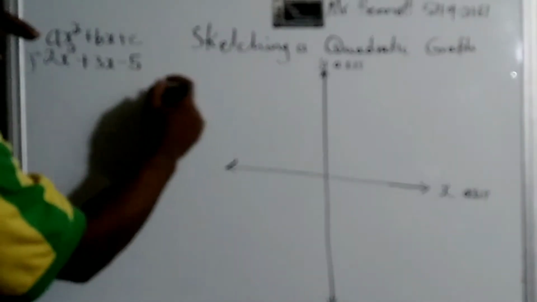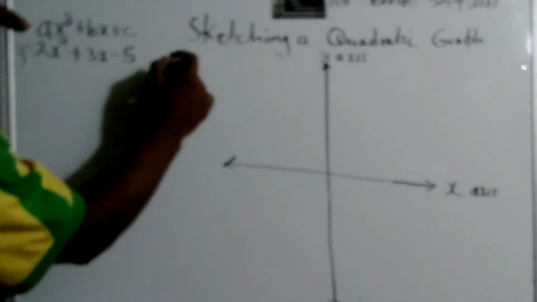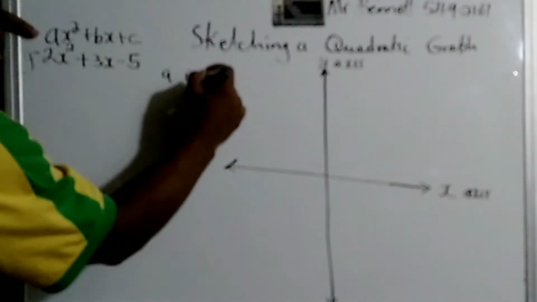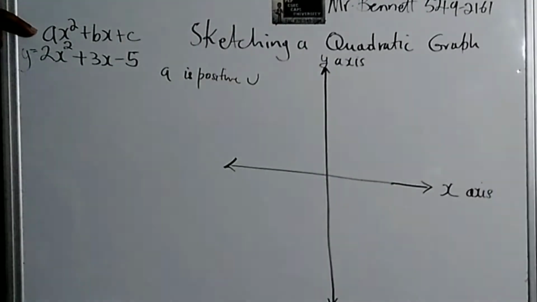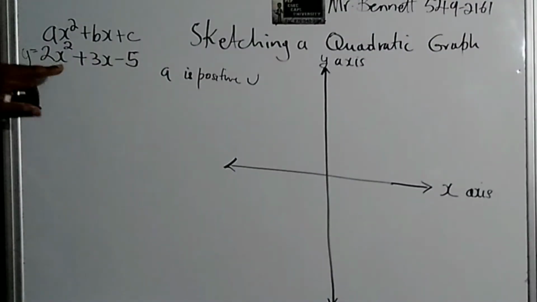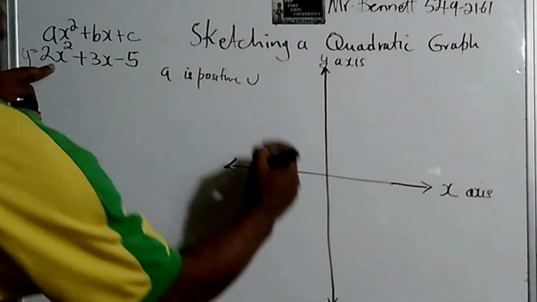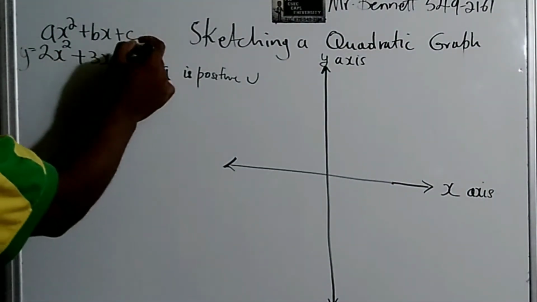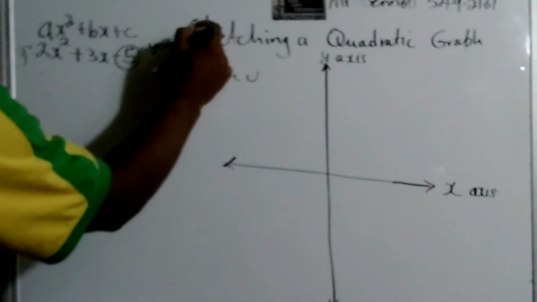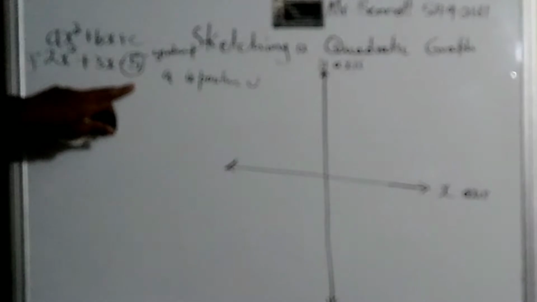So if a is positive, it's going to turn up like that. So that's the first thing. This tells us the orientation of the graph. So already I know my graph is going to be looking something like this. Now this is known as the y-intercept, and this is where the graph cuts the y-axis.